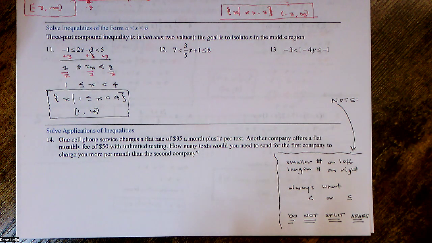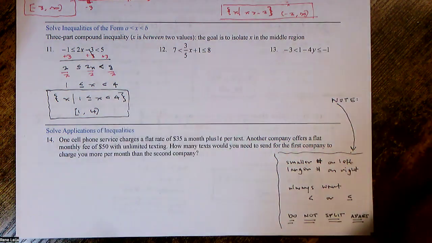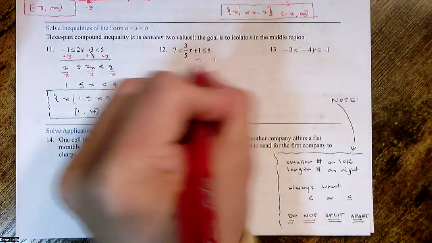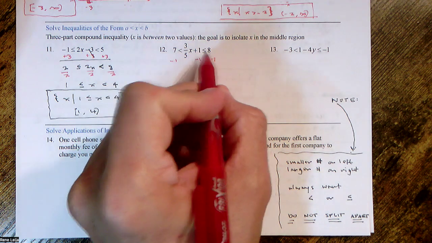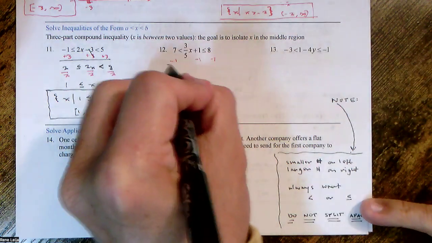All right, now number 12, I have a fraction. I can do this one of two ways. I can get rid of the 1 first. Maybe we should do that. That would be the easier way. So we're going to subtract 1. Oh, first, smaller number on the left, larger number on the right, and we do have less thans. Okay, so we're going to subtract a 1 from both sides.